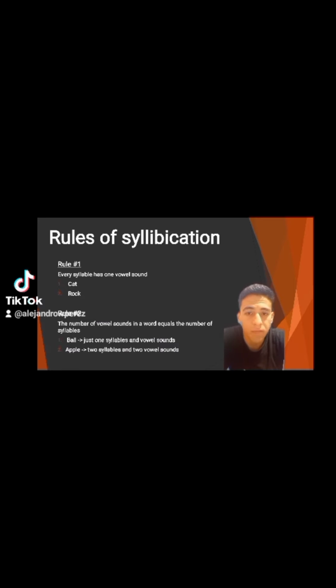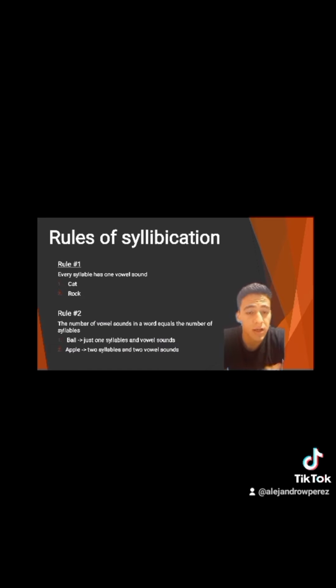Rule number 1. Every syllable has one vowel sound. For example, cat and rock have just one vowel sound. Rule number 2. The number of vowel sounds in a word equals the number of syllables. For example, ball has just one syllable and just one vowel sound. And the second example, apple, 2 syllables and 2 vowel sounds.